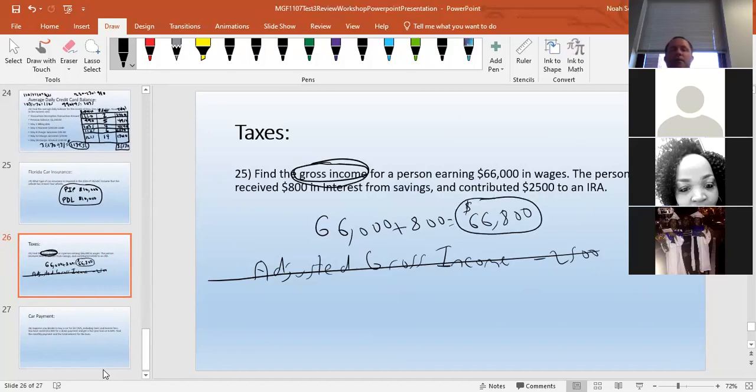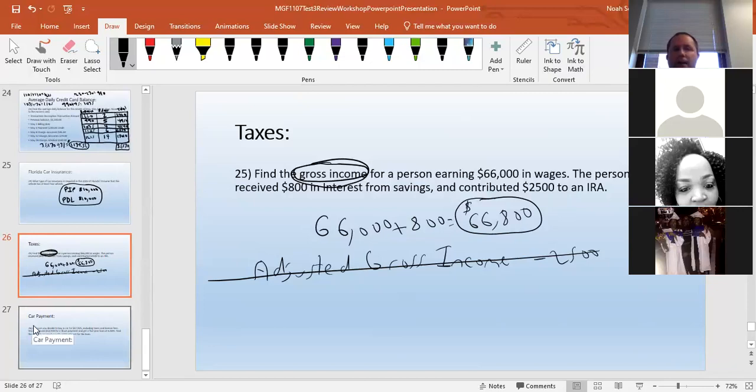It's kind of a trick question there. You just have to be careful reading. It's about knowing the vocabulary on the terms, because there are different definitions, like gross income, adjusted gross income, taxable income, and so forth. So this one's just wanting the gross income. All right, any questions there?